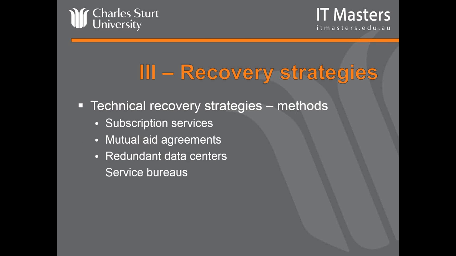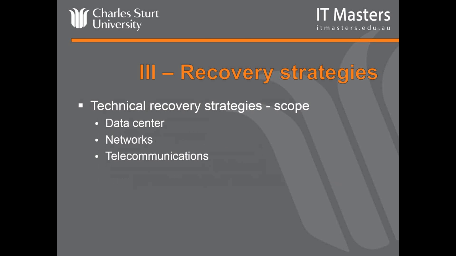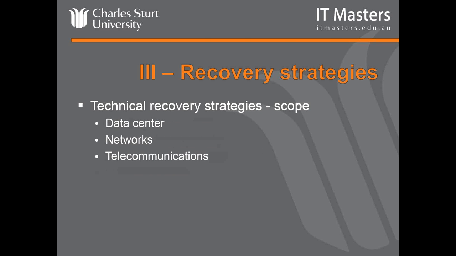So we're looking at our different strategies across different services, and we need to consider business operations, facility and supplies, users, our workers, our end users, whatever else, our network, our data center, all the technical things, and where our backups and data and everything happen to be, and how quickly we can get them all back. And if we have off-site backups, how quickly can we get access to those? Can we actually pull all the information? Can we go back and work? And that's all these areas: data, data center, networks, communications.